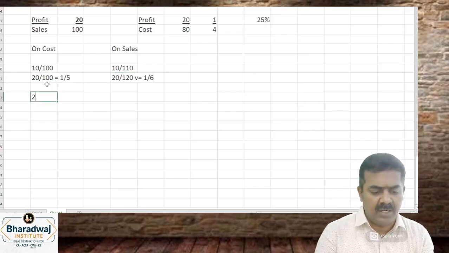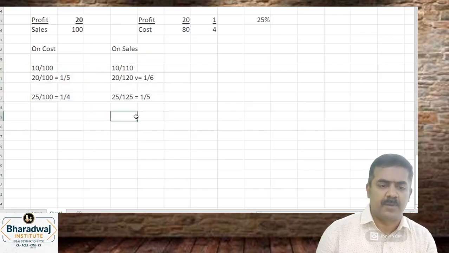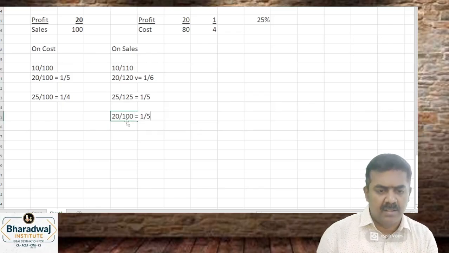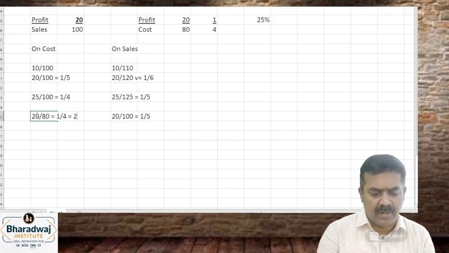If they give you 25% on cost, 25 by 100, 1/4 on cost, it will become 25 by 125, nothing but 1/5 on sales. Because when you go forward, cost plus profit will give us selling price. Add numerator and denominator. When you have to come reverse, for example, on cost 20% is given. 20%, nothing but 1/5, on sales. When coming to on cost it will be 20 by 80, nothing but 1/4, which is 25%.